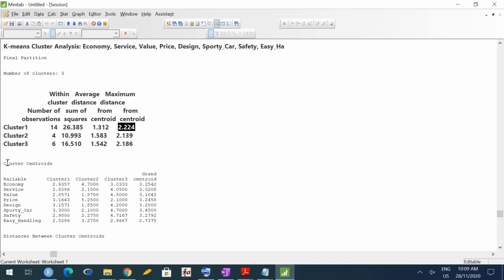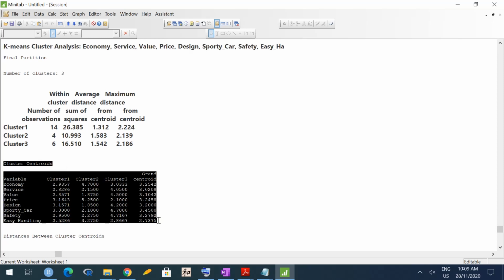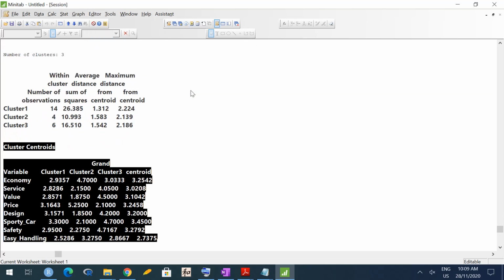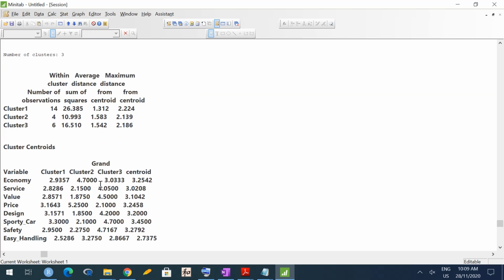Now the cluster centroids, and we'll try to see if we can give a similar interpretation. Now, price wise, cluster 2 is doing worst. Okay, price and economy both wise. Cluster 3 is doing okay, good. Cluster 1 is doing pretty okay. Then design wise, cluster 2 is doing the best.